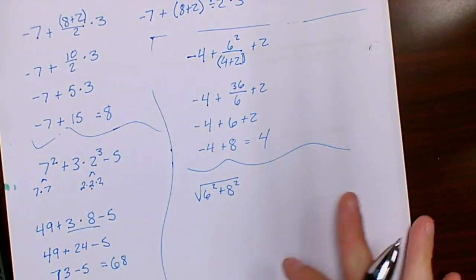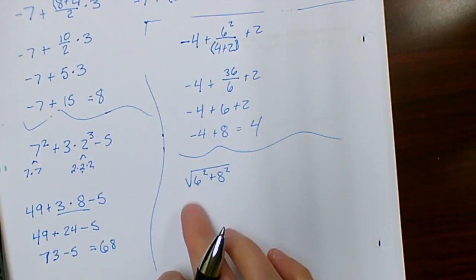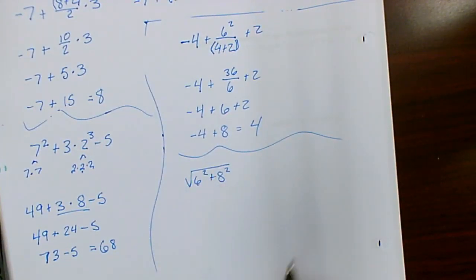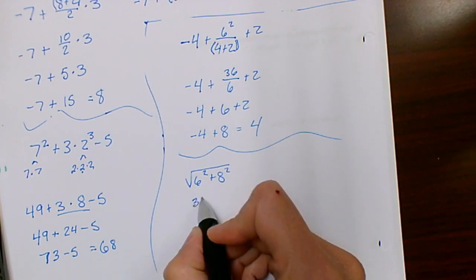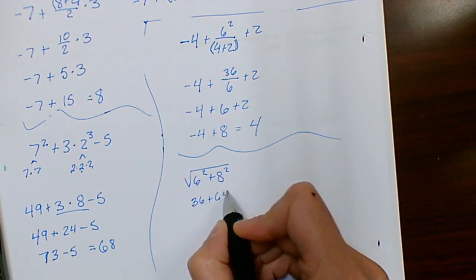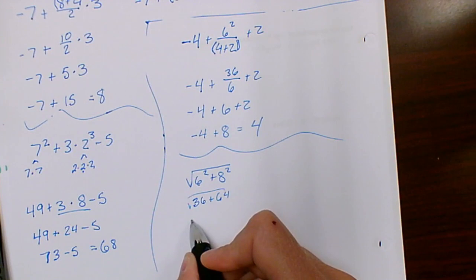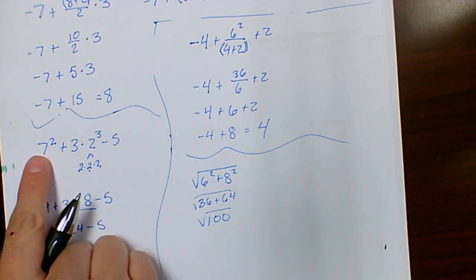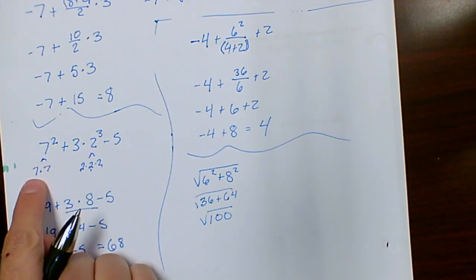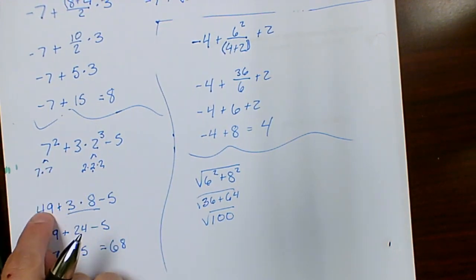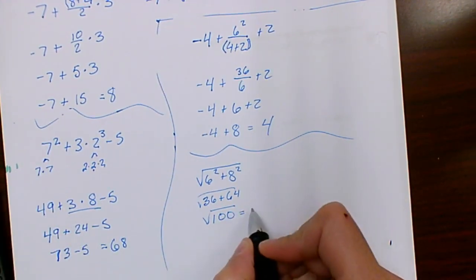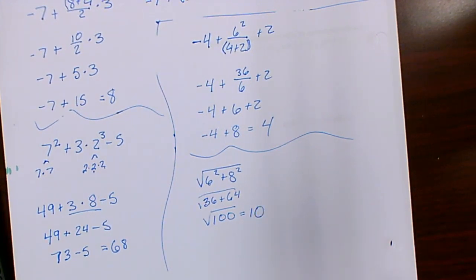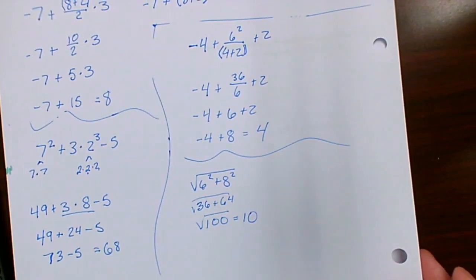Okay. Now we have square root, which is the same thing as exponents. 6 times 6 is 36. 8 times 8 is 64. Add 36 and 64, you get 100. Square root of 100. So square root would be what times what gives us 100. So it would be the opposite of squared. So like here, if we square root 49, we would get back 7. So 10 times 10 gives us 100. So square root of 100 gives us 10.